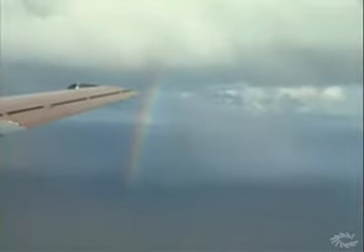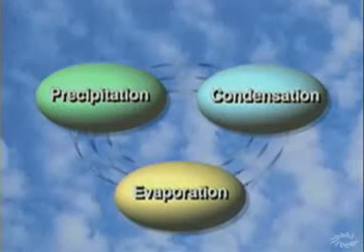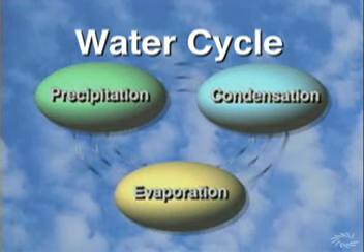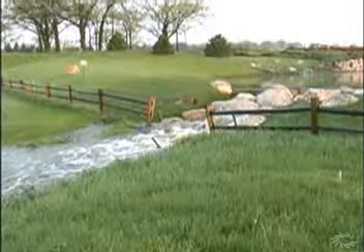Precipitation, evaporation, and condensation are always happening over and over. These three things never stop, so we call it the water cycle. The water cycle has no beginning and no end. Precipitation falls to the ground and makes puddles. Some of the water goes into streams and rivers and then to the oceans.